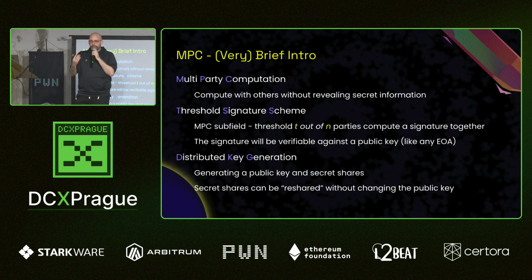But if we are 3 parties and my secret share was compromised, someone found it out, right? And now we want to invalidate it. So we just reshare and then each one gets a new secret share. The public key stays the same, so we can continue as usual without having a third of our, or half of the threshold, right, compromised. So that's very, very briefly on MPC. Are there any questions, or can we move forward?